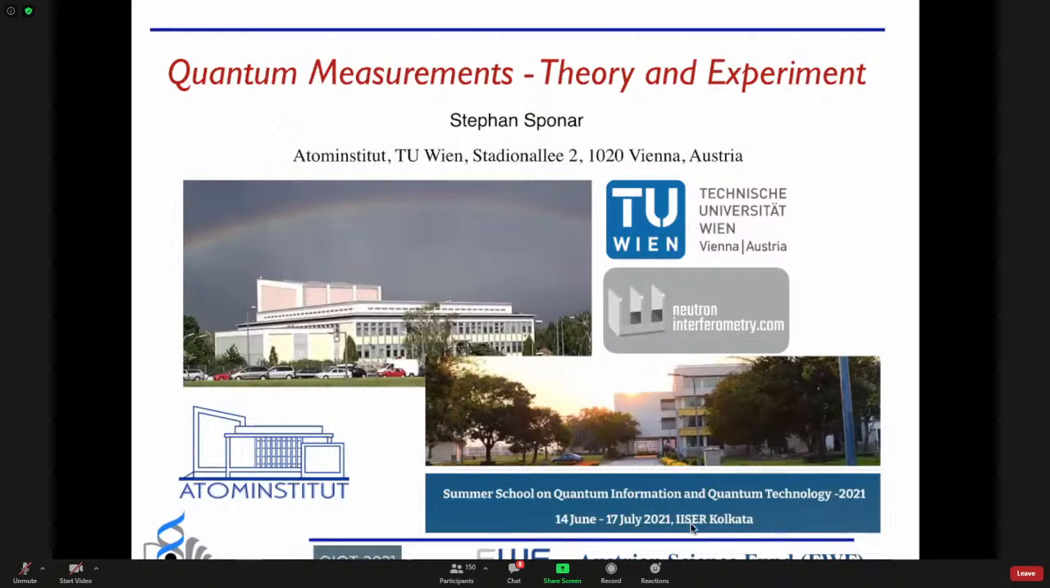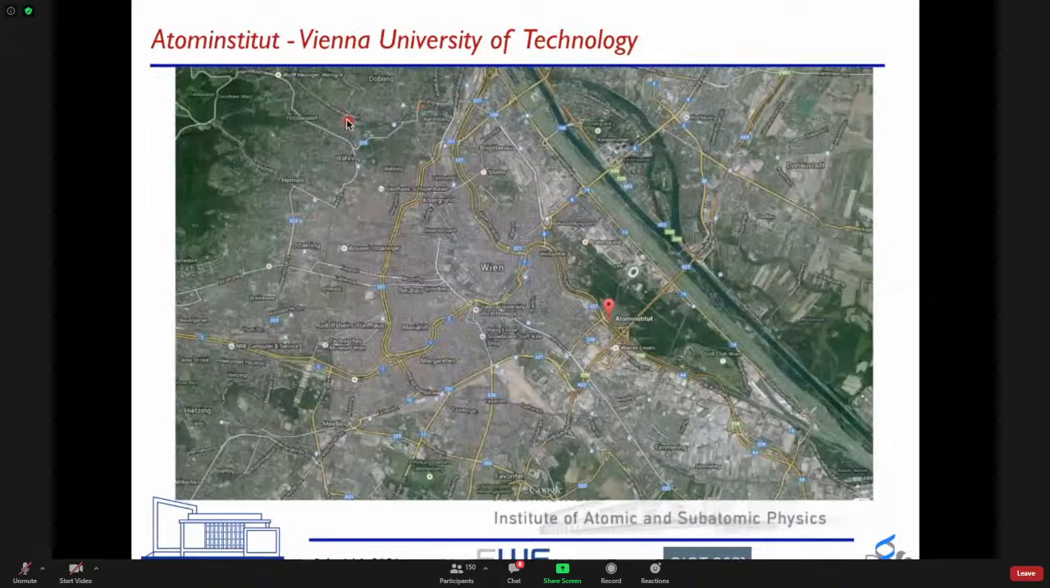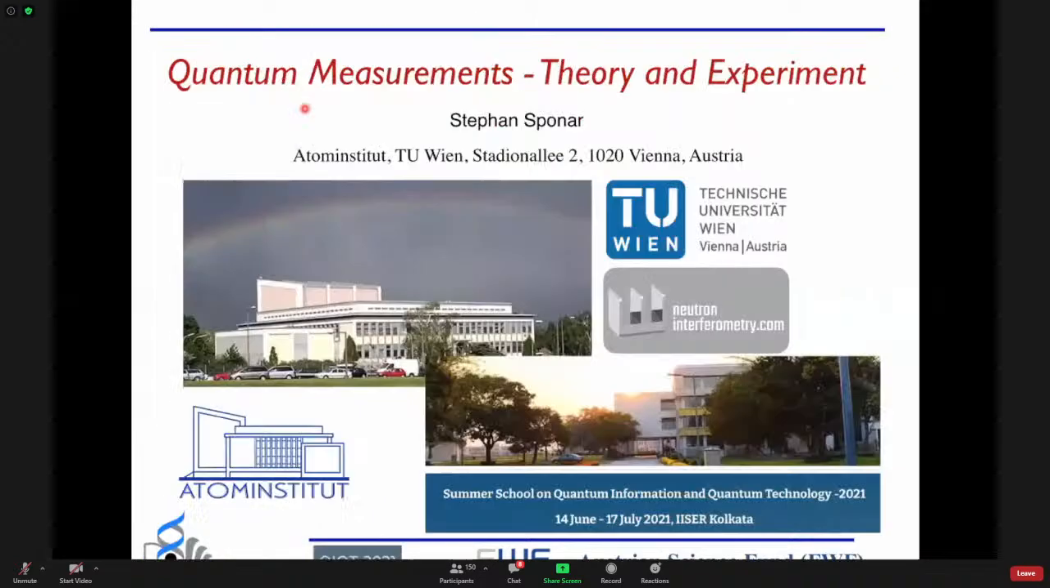So as you see, the title of my talk is quantum measurements, theory and experiments. As Alok already mentioned, I'm an experimentalist. Nevertheless, I would like to focus on theoretical aspects and give the motivation why we do these investigations on quantum measurements and foundations of quantum mechanics, and not go too much into the details of our neutron optical experiments.